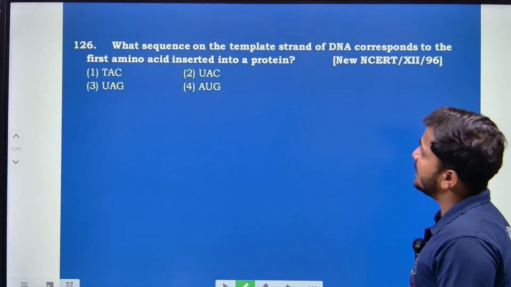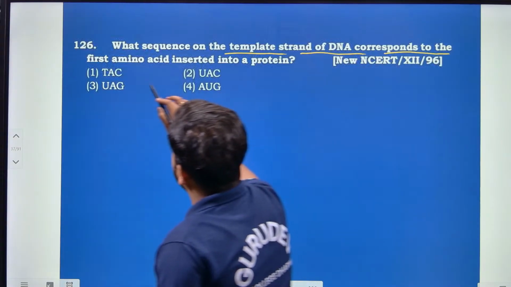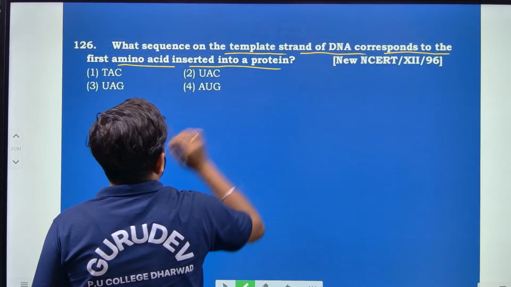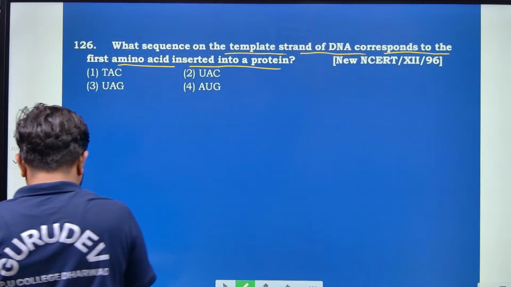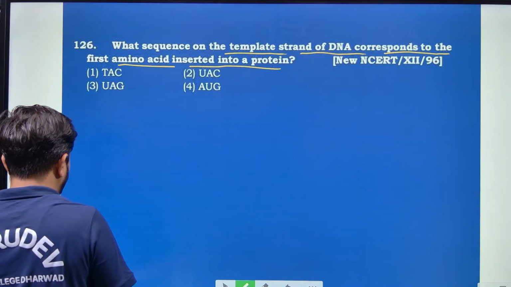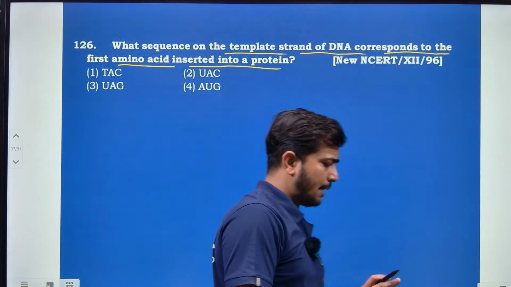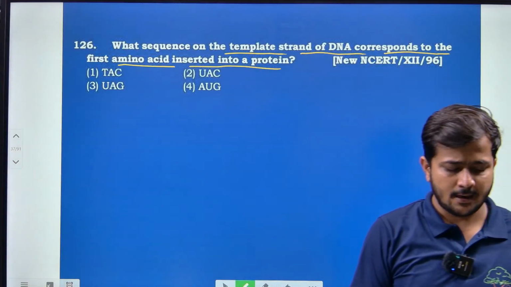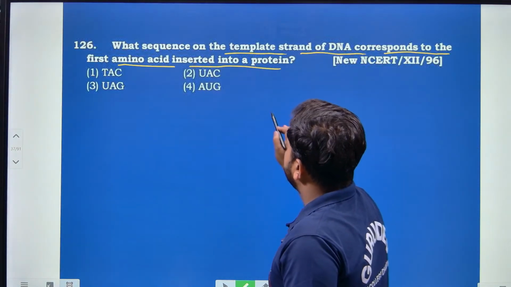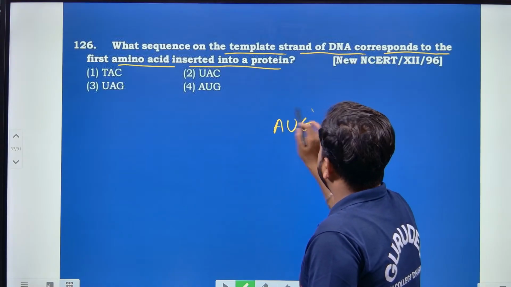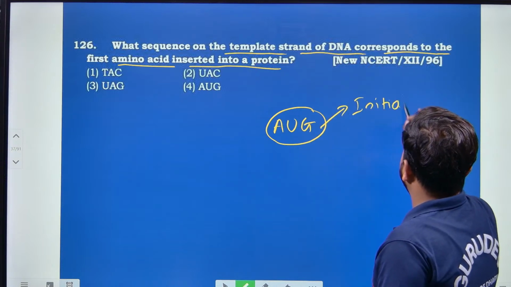Then, what sequence on the template strand of DNA corresponds to the first amino acid inserted into a particular protein? Corresponding to that, what I am finding here is the first mRNA codon specifying an amino acid, which is always AUG. For the DNA strand with respect to that sequence, I have to find out. What they are asking is the first initiator codon of protein formation, which will be AUG, because it acts as the initiator codon.